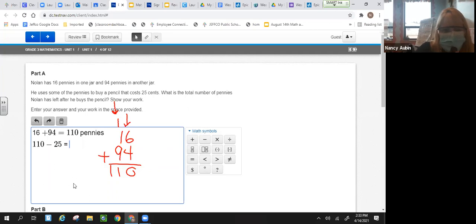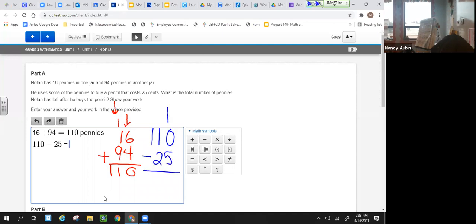Yep, all right, so go ahead and stack it on your boards. Hold it up when you have the answer. Now we're gonna say 110 minus 25. Be careful that you line up your ones, your tens, and your hundreds. I've noticed some of us have gotten a little sloppy with that. It will change your answer. Okay, now make sure you don't say zero minus five is five. Make sure you solve it.